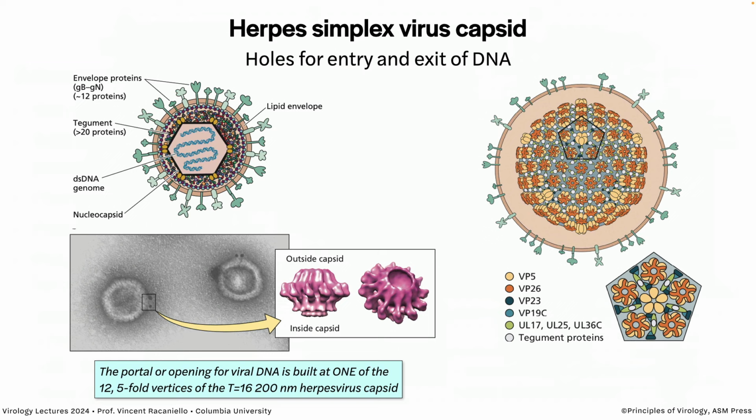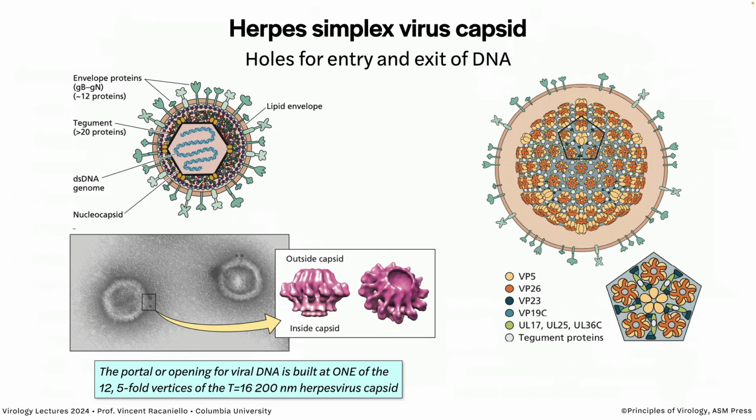As usual, but it has a specialized structure called the portal. There is one portal per particle, and you can see, this is the portal right here. It's basically a hole through which DNA goes in when the particle is built, and through which DNA comes out when these viruses infect cells. And there's just one per particle.